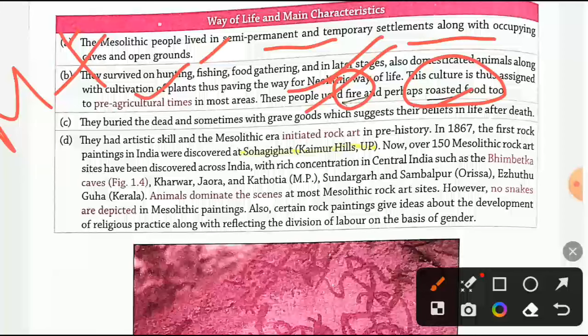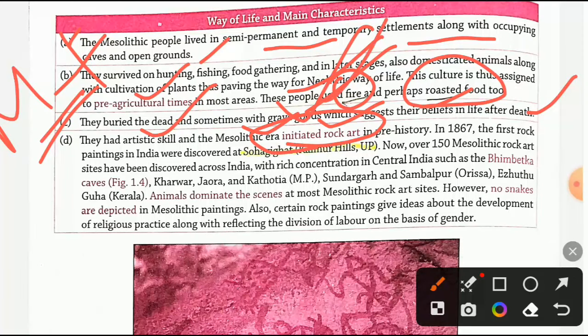They buried the dead, sometimes with grave goods, which suggests their belief in life after death. So they also got knowledge here. They buried the dead and sometimes grave goods were also buried with them. They had artistic skills, and the Mesolithic era initiated rock art. So they initiated rock art also.